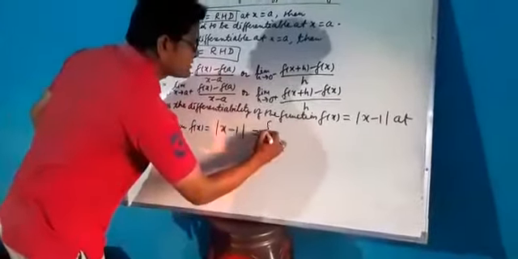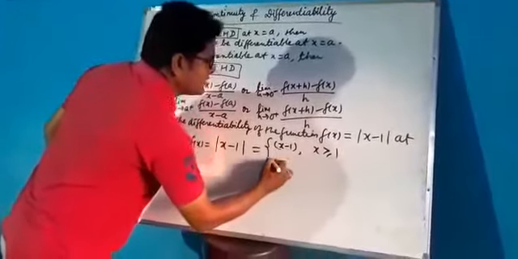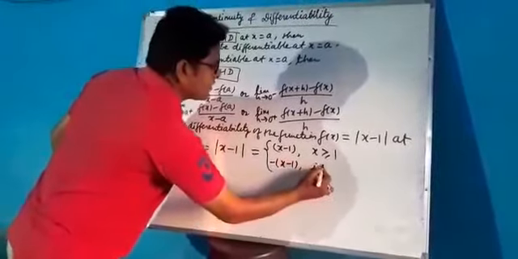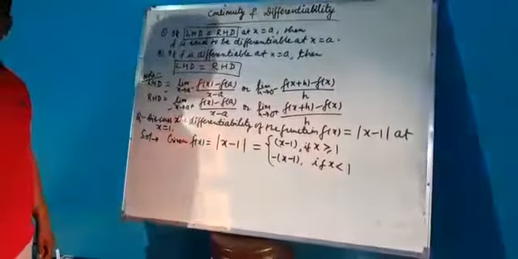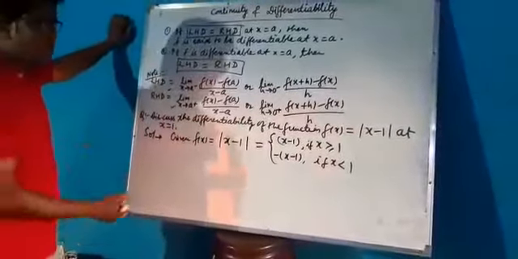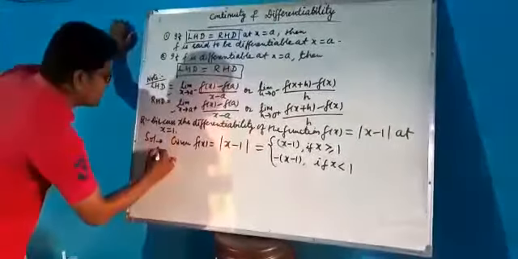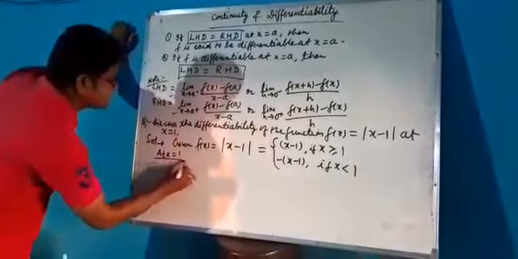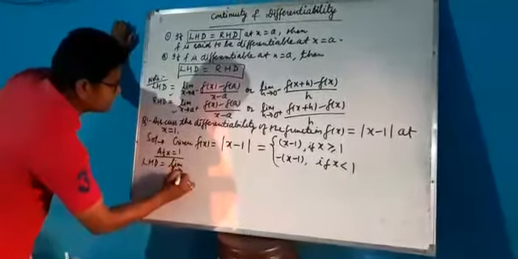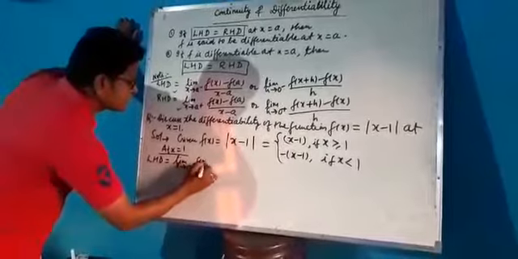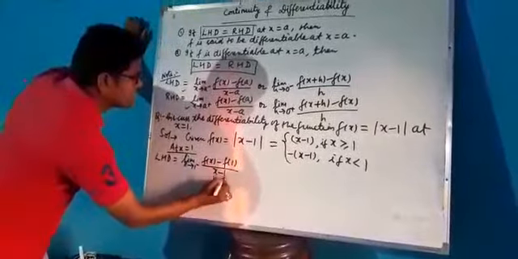So we can write it as x minus 1 if x is greater than or equal to 1, and minus of x minus 1 if x is less than 1. So now we can proceed further because we have just broken this modulus sign. Now at x equal to 1, let us check. The left hand derivative will be limit x tends to 1 minus, f of x minus f of a, in place of a I will write 1, by x minus 1.